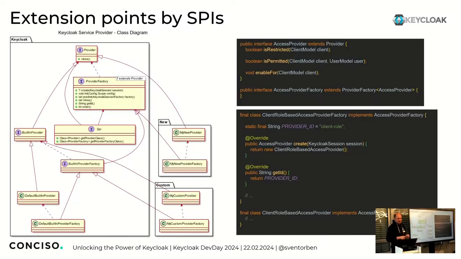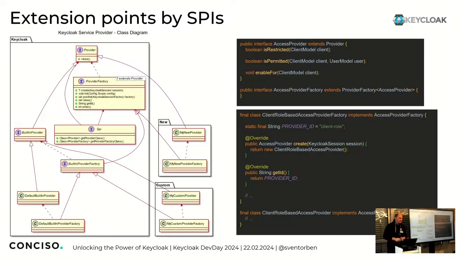Just to show you some code, in Keycloak it's actually quite easy. This extension point I have there is called an access provider. You basically define your interface, what you want it to look like. It has a few methods here, like is restricted, is permitted, enabled for. It's a standard Java interface, no magic. And then you just have your implementation of that thing. So do whatever you want. And you have this provider factory, as I've mentioned before, which basically builds an instance of your class, your implementation.